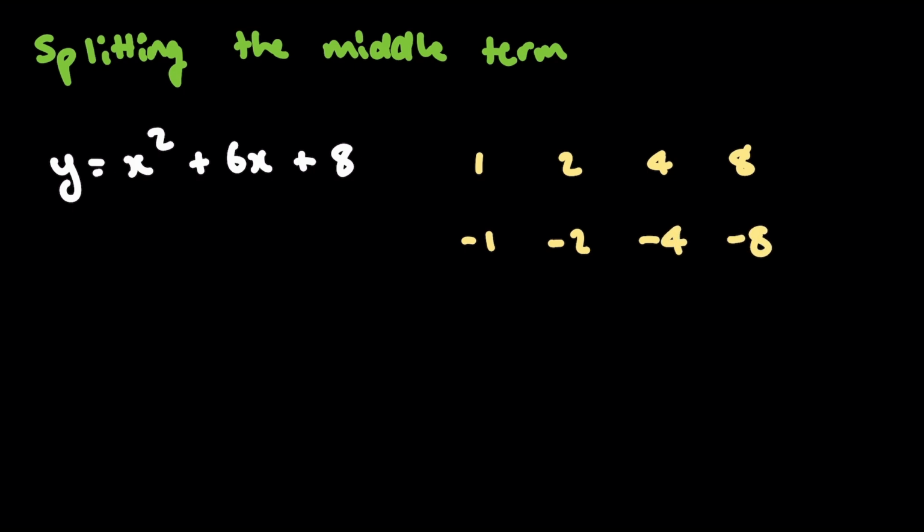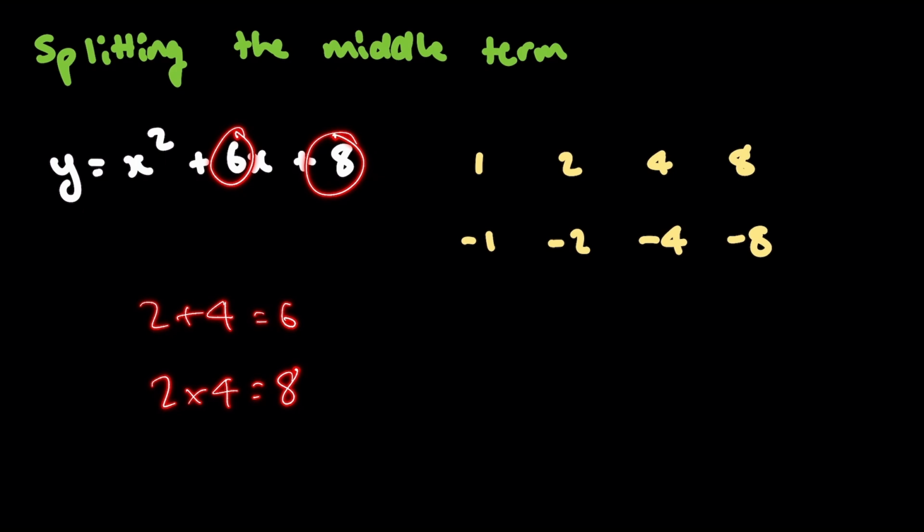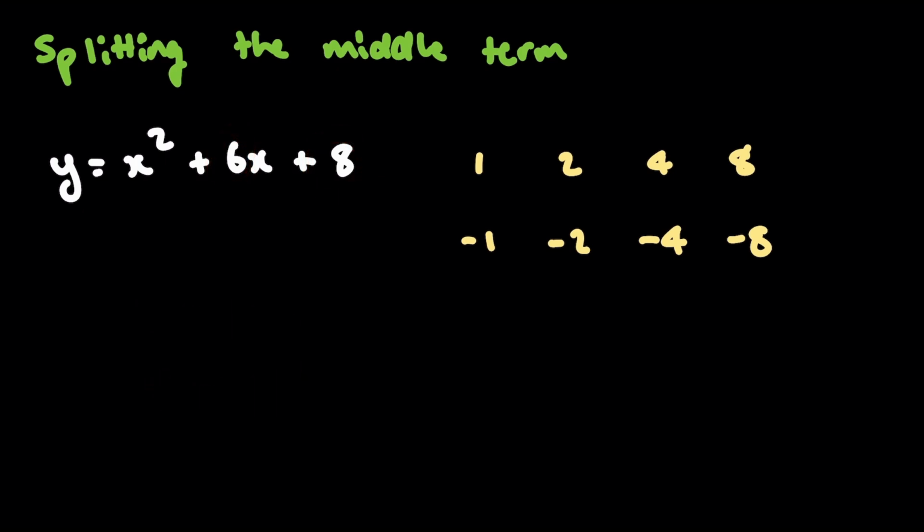Now, I can see that two numbers here do work. I can choose the numbers 2 and 4, because 2 plus 4 equals 6, which is our middle term, and 2 times 4 equals 8, which is the outside term. And so the way I would factorize this quadratic is y equals (x plus 2) times (x plus 4). And that's how you factorize a monic quadratic using splitting the middle term.